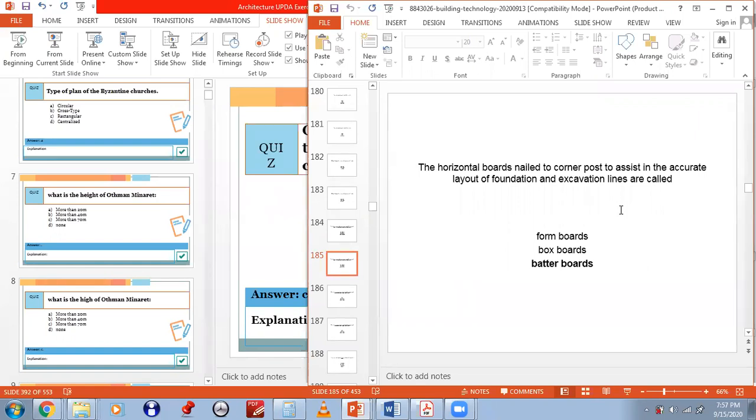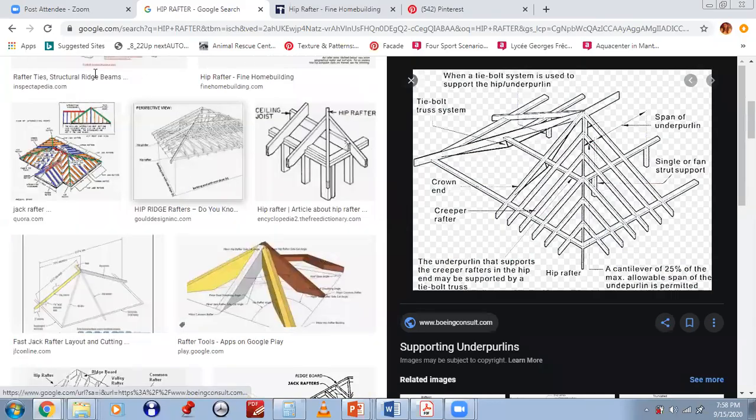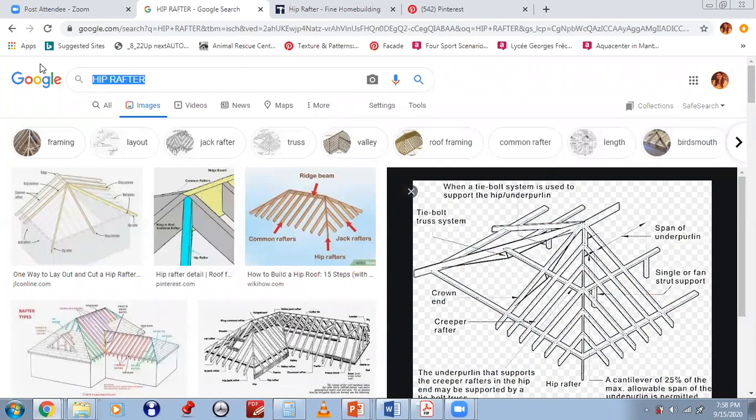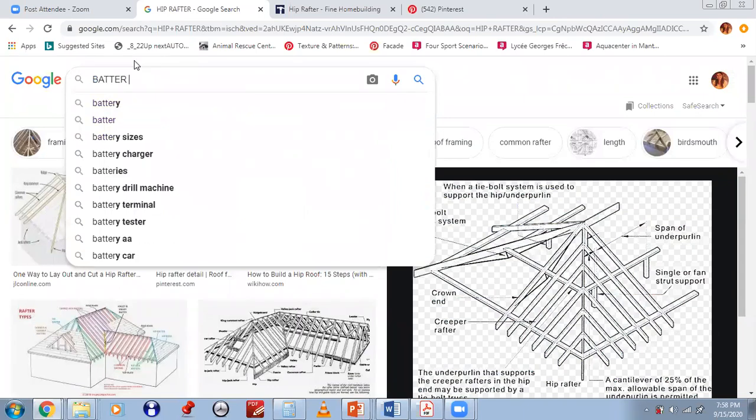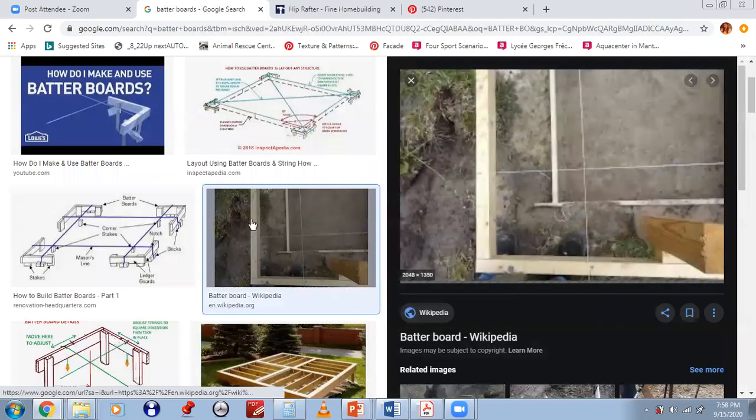Lalibe, do you know this? No. So batter board is when you're putting the foundation, when you're laying the foundation. It's a temporary wooden structure. It looks like this. So they will put it on four corners. It helps to ensure that the corners of the foundation are at right angles.